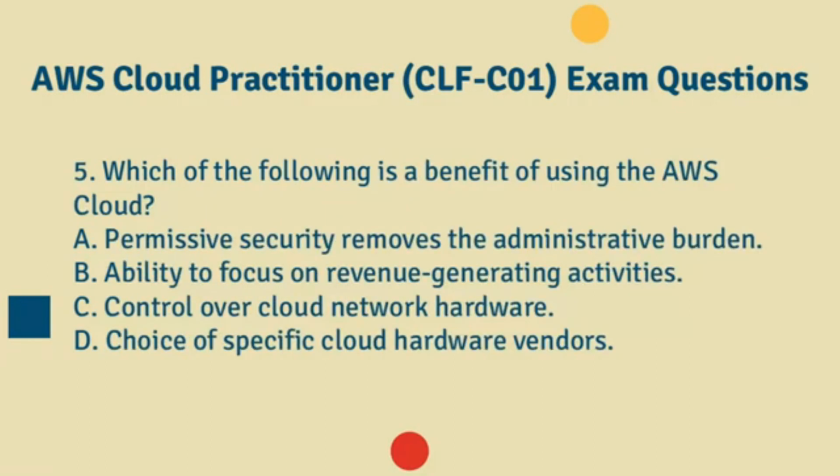5. Which of the following is a benefit of using the AWS cloud? A. Permissive security removes the administrative burden. B. Ability to focus on revenue-generating activities. C. Control over cloud network hardware. D. Choice of specific cloud hardware vendors.